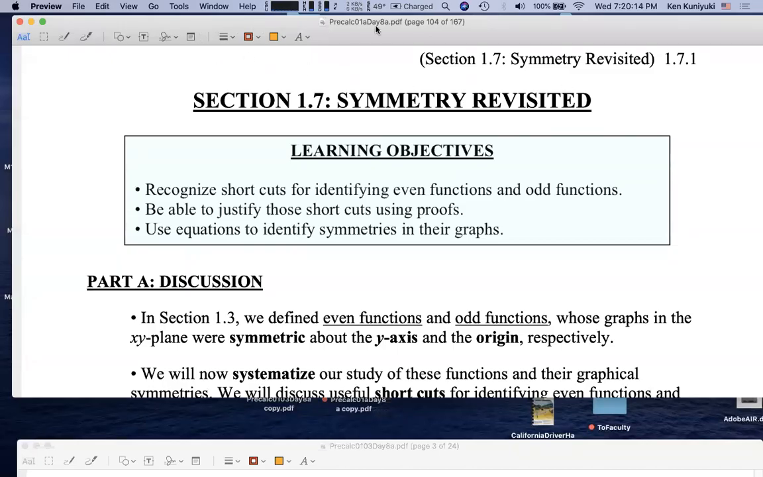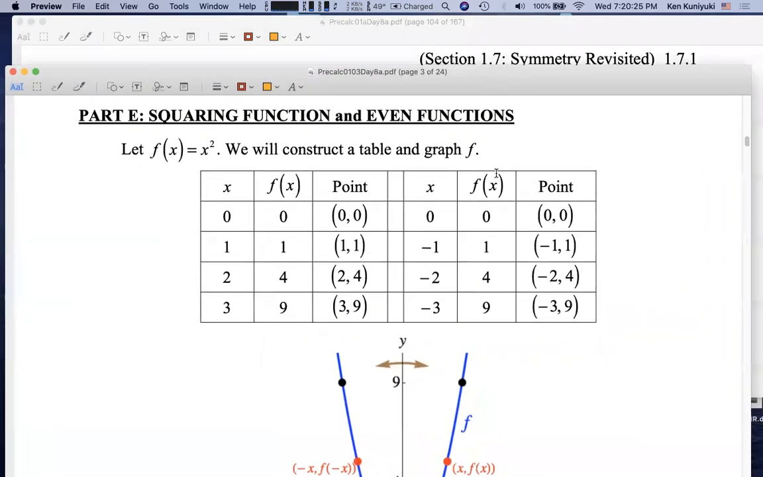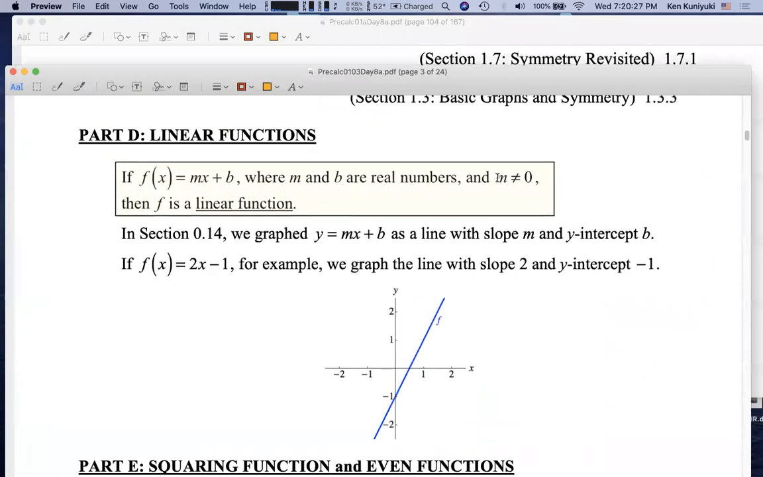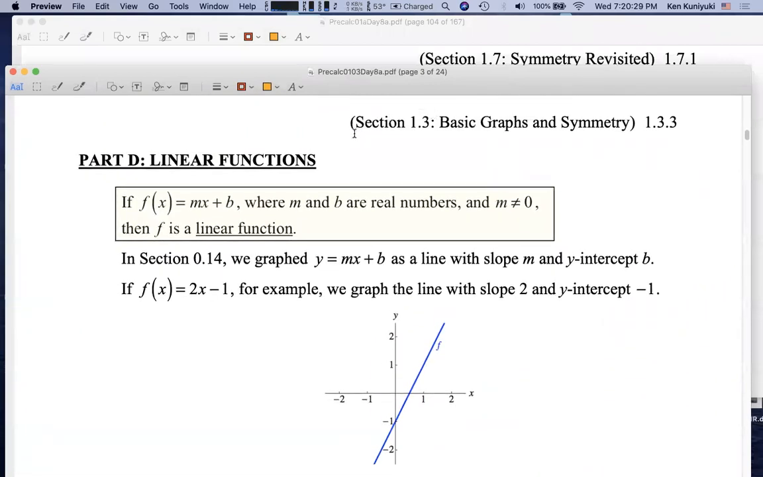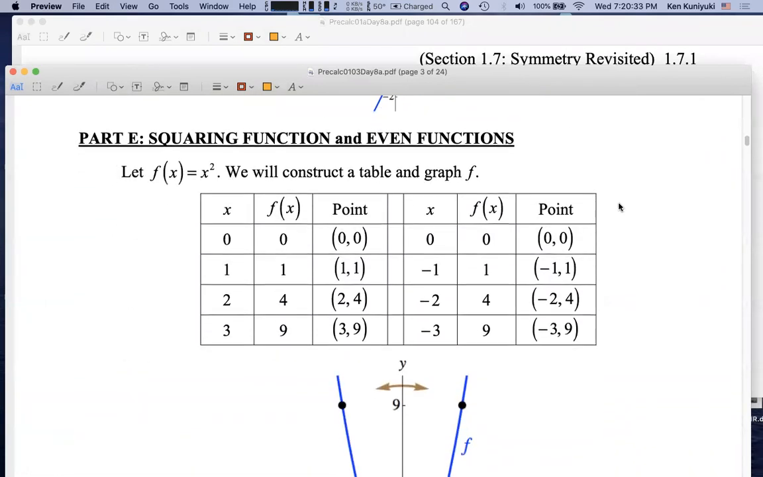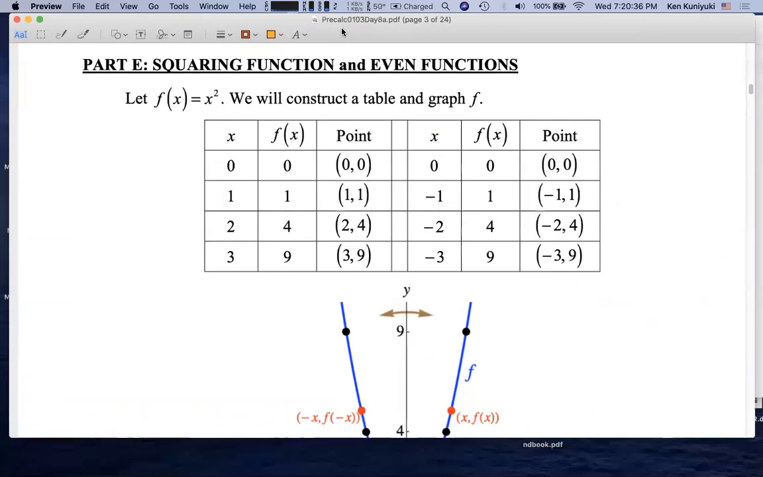Hi everyone. We're going to revisit the issue of symmetry in section 1.7, in particular, the symmetry of even and odd functions. Let's go back to section 1.3, where we introduced even and odd functions, when we studied basic graphs and symmetry. We looked at the squaring function given by y equals x squared.